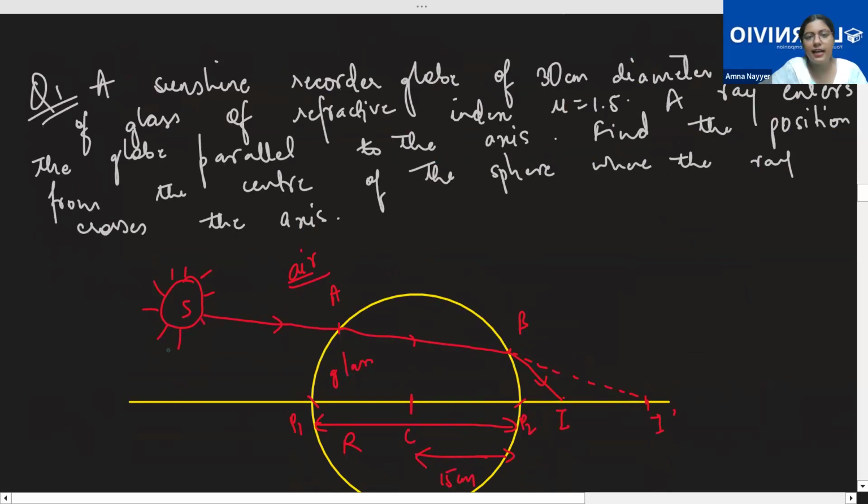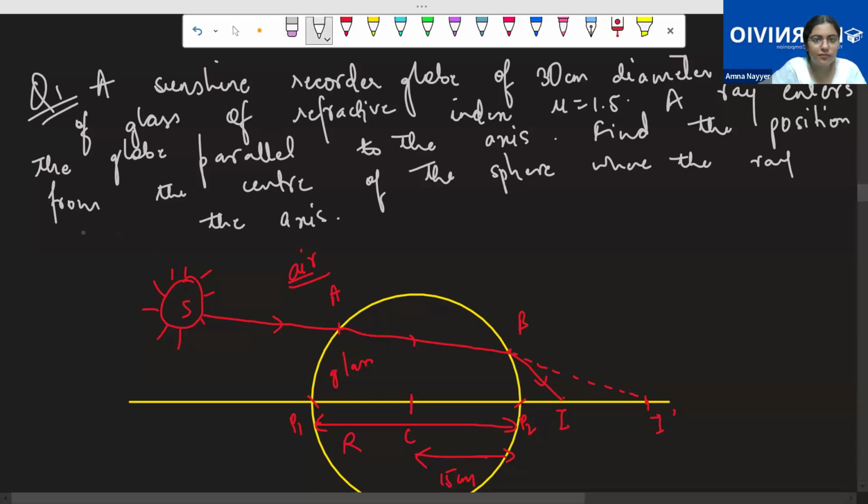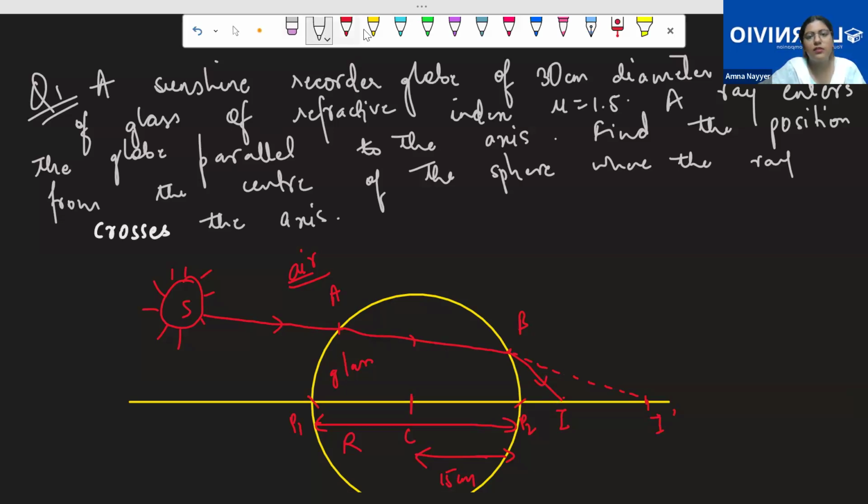Okay, see, this says that a sunshine recorder globe of 30 centimeter diameter is made of glass of refractive index 1.5. A ray enters the globe parallel to the axis, means from here sun it is entering, it gets refracted and then it gets refracted again. Final image is formed. Here a temporary intermediate image is formed, that is I dash. Find the position from the center of the sphere where the ray crosses the axis. This crossing.